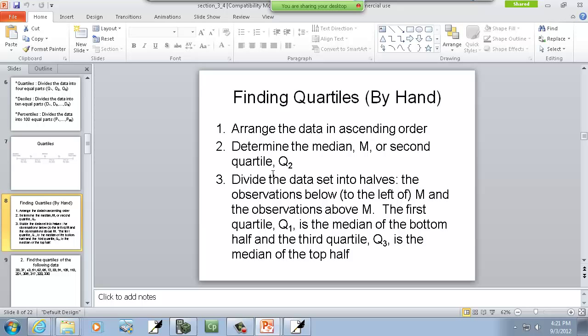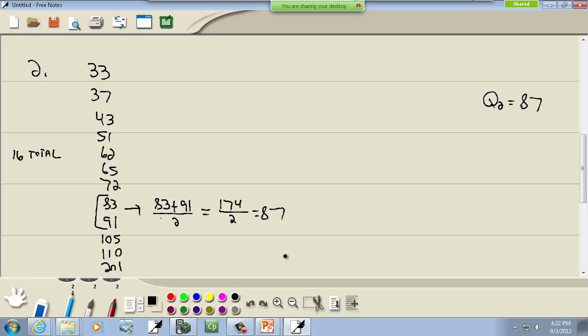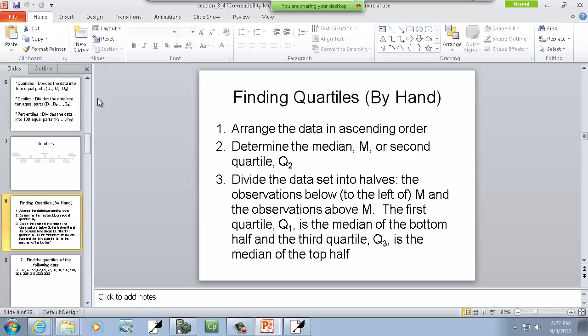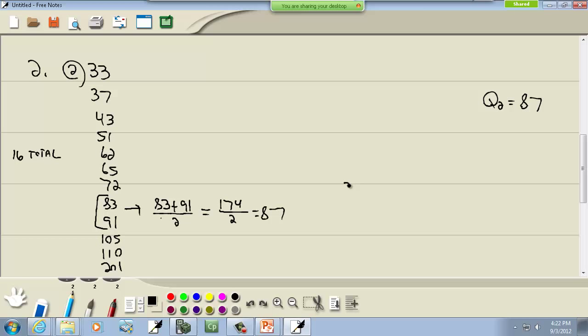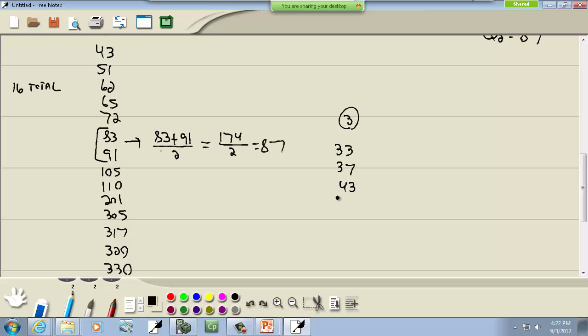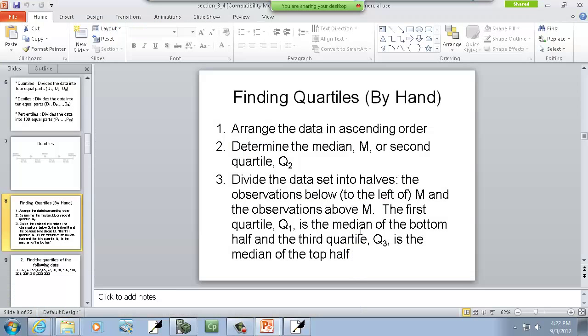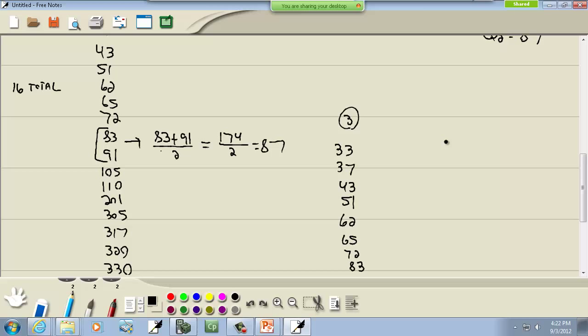Step three, divide the data set into halves: the observations below M and the observations above M. Okay, so let's do that first. The ones below 87 would be 33 through 83. So step three, I'm going to have 33, 37, 43, 51, 62, 65, 72, and 83. That's 8 numbers. And then the observations above will be 91, 105, 110, 201, 305, 317, 320, and 330.